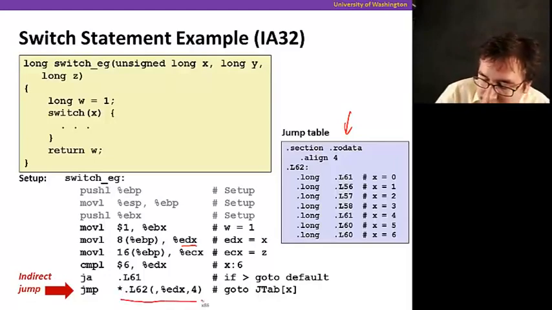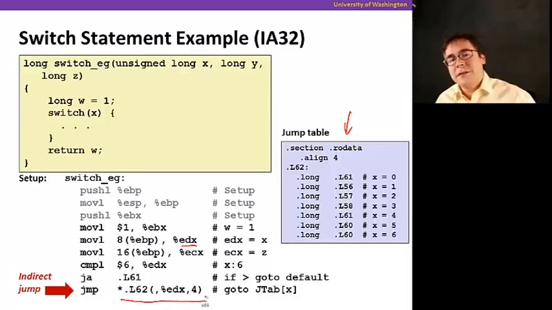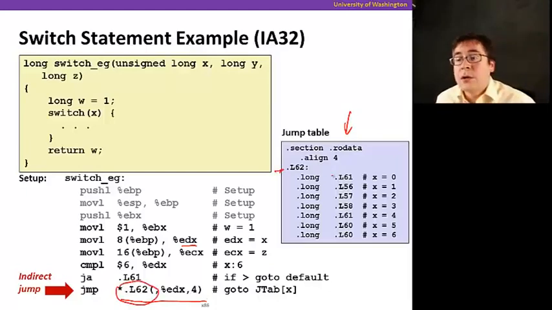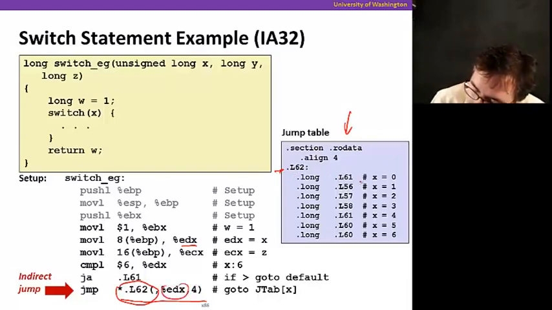The indirect jump says that instead of jumping to a specific address, it jumps to an address contained in an address. So .L62 here is the base address of our jump table. Now the value of EDX gets multiplied by 4 and added to that, because a long word is 4 bytes. So if EDX is, say, 4, we're going to add 4 times 4, and that's the address that's going to be jumped to.